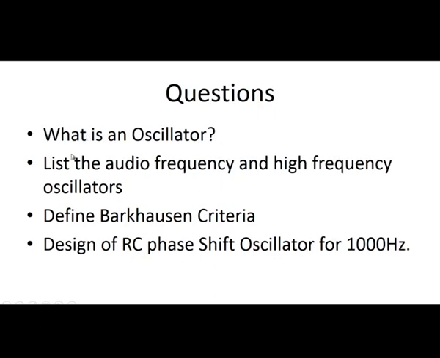Can you answer these questions? What is an oscillator? List the audio frequency and high frequency oscillators, define Barkhausen criteria, and design the RC phase shift oscillator for 1000 hertz. So, in listing the audio frequency and high frequency oscillators, audio frequency is the RC combination of oscillator, the oscillator which uses an RC pair produces audio frequency.